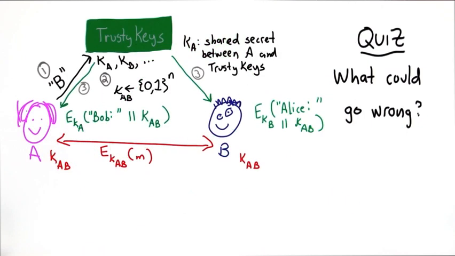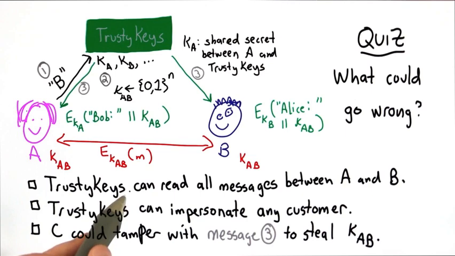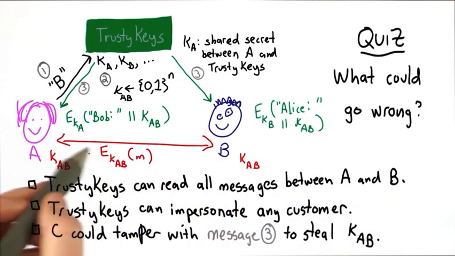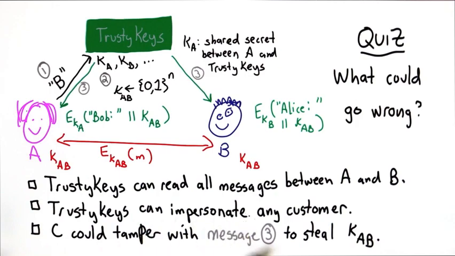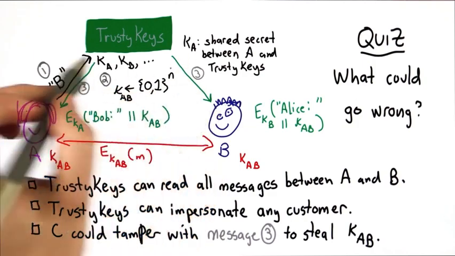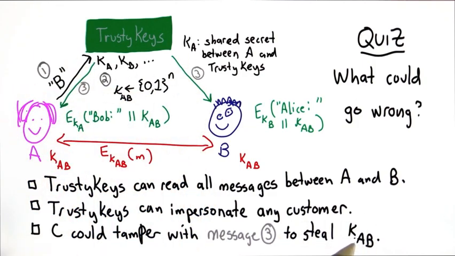So the quiz, to see if you understand third-party key distribution: what could go wrong with this protocol? The choices are: Trusty Keys can read all the messages that happen between A and B over their encrypted channel. Trusty Keys can impersonate any customer that shares a key with Trusty Keys. And some evil party C could tamper with messages in step 3 to steal the key KAB and set up a different key between Alice and Bob and then steal their traffic. So the answer is definitely the first two, maybe the third.